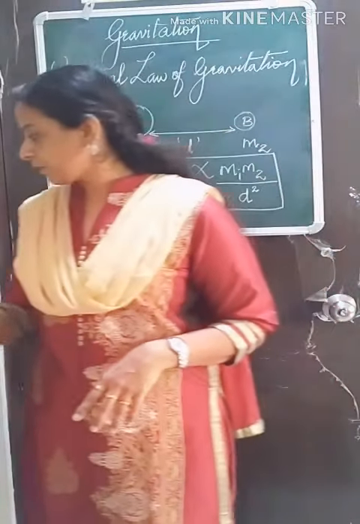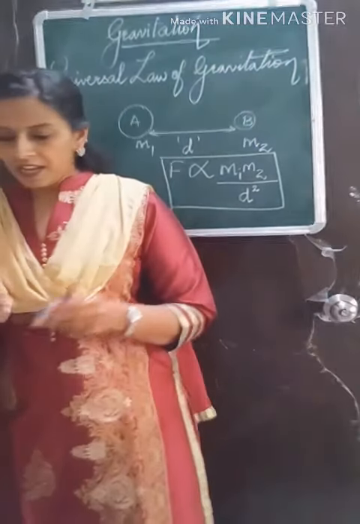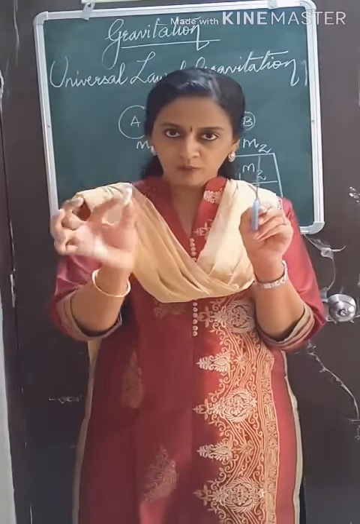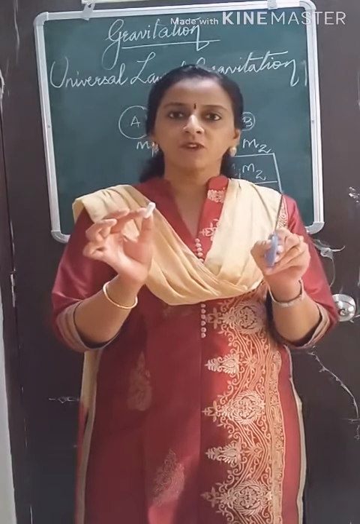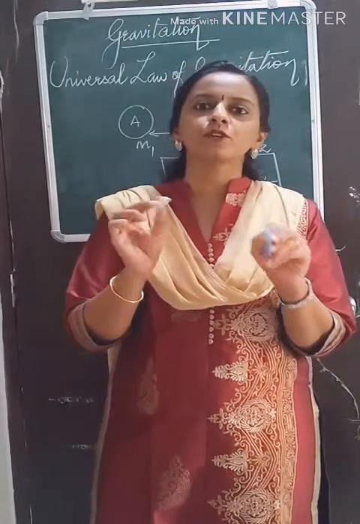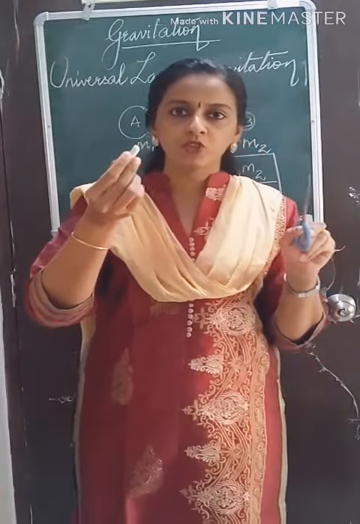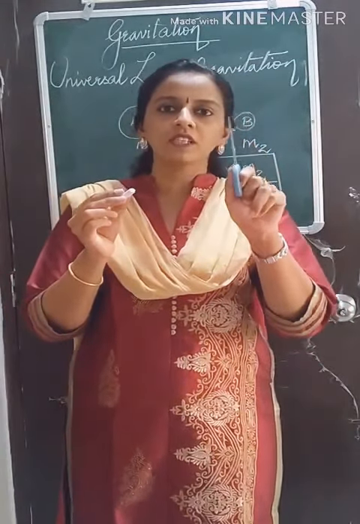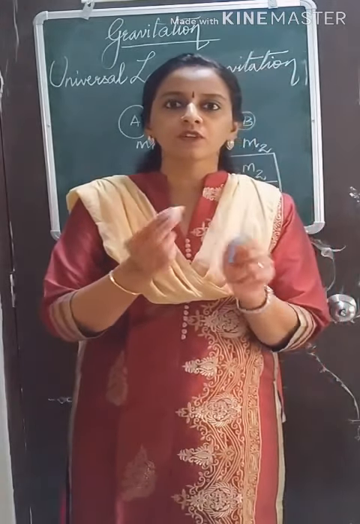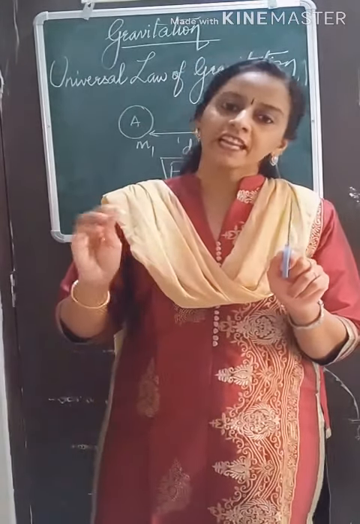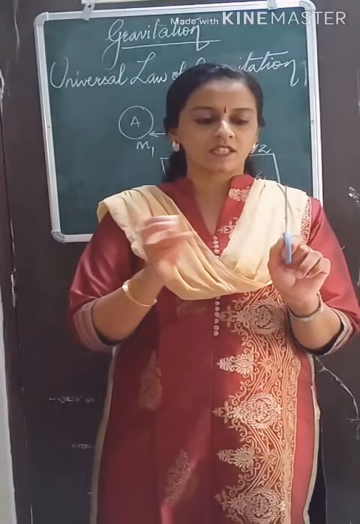For example, suppose I have a scissor here and this chalk. Every object in the universe attracts every other object with a force which is directly proportional to the product of mass. Now mass of this chalk multiplied by mass of this scissor. So the force is directly proportional to the product of these two masses and inversely proportional to the square of the distance. Now this is the distance between them.